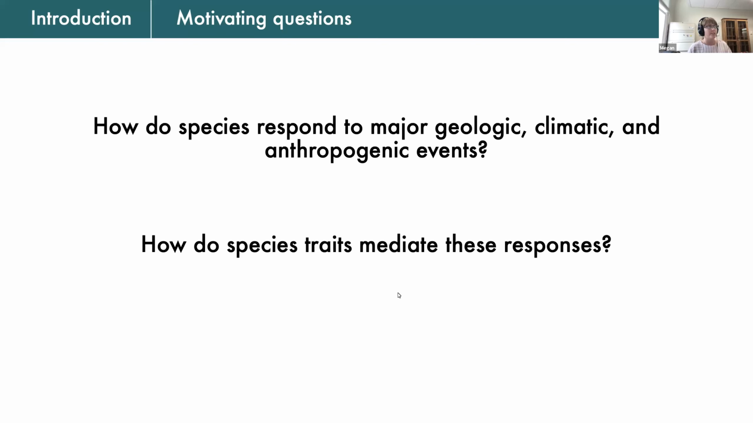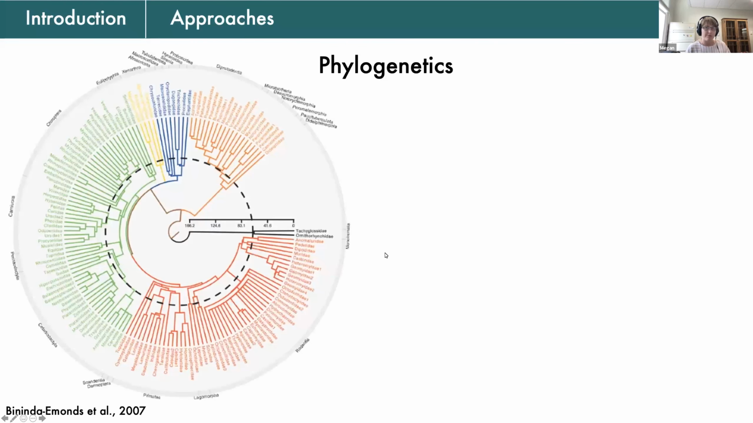seeks to understand how species respond to major geologic, climatic, and anthropogenic events, and how different species traits mediate those responses. To do this, I use methods from phylogenetics.